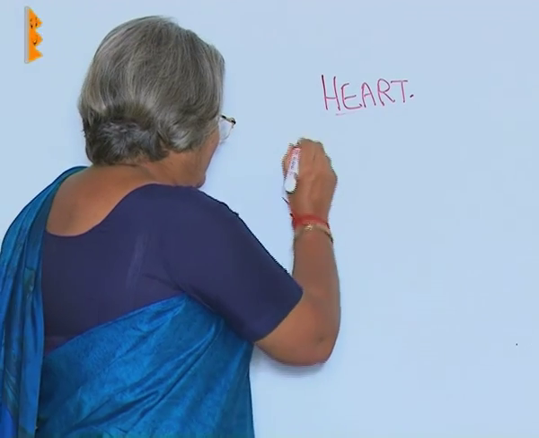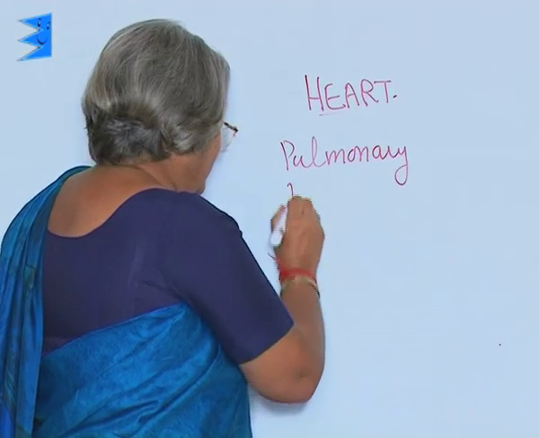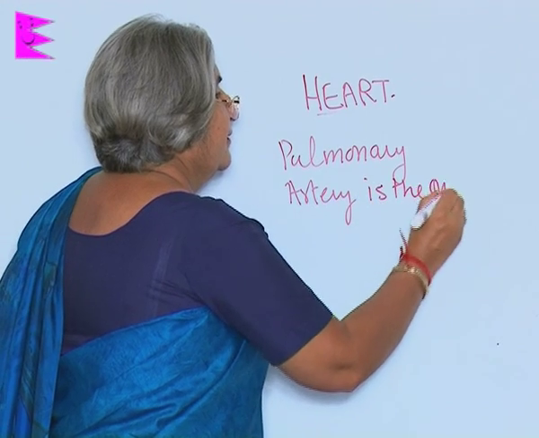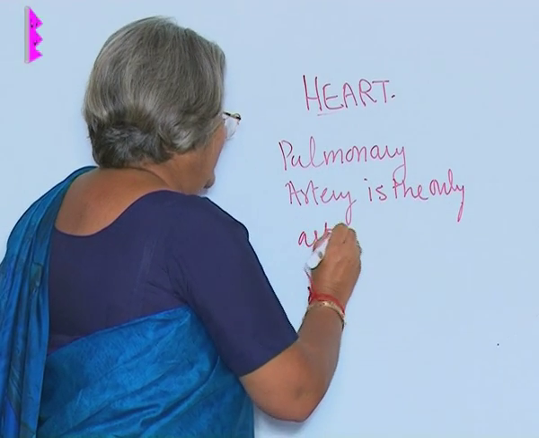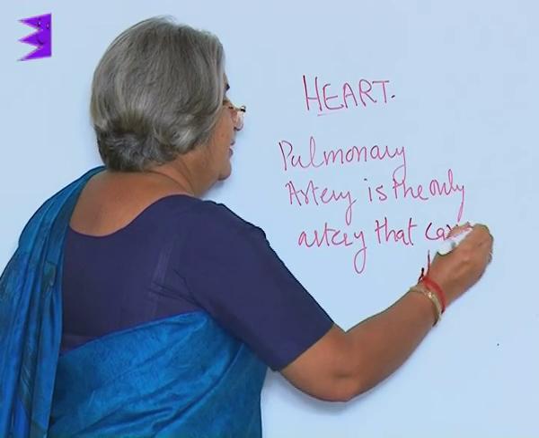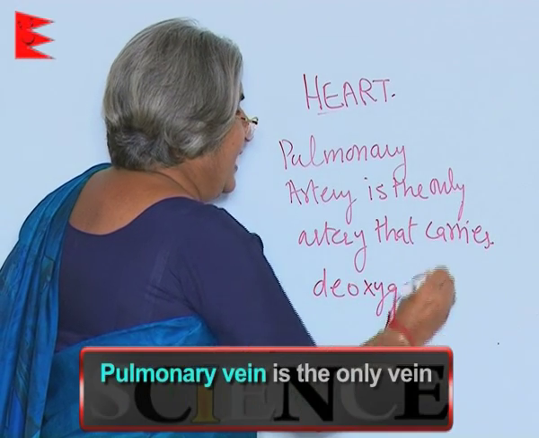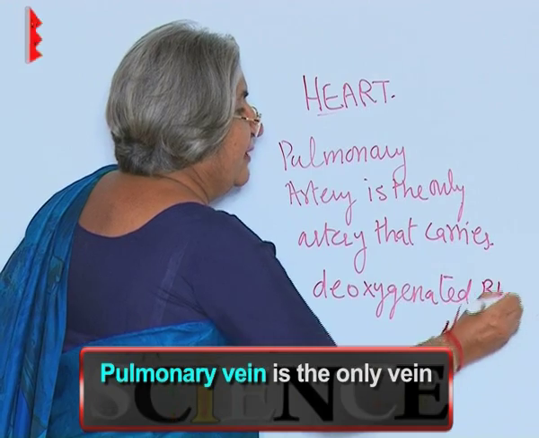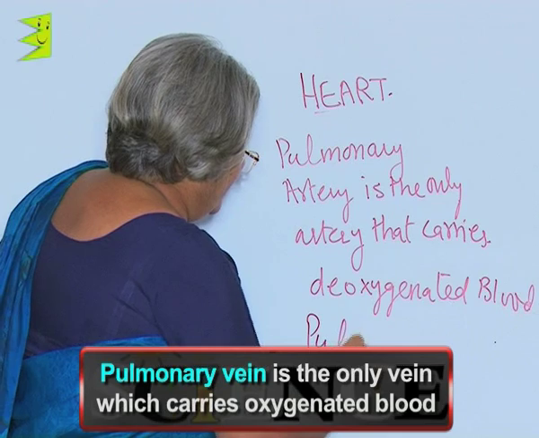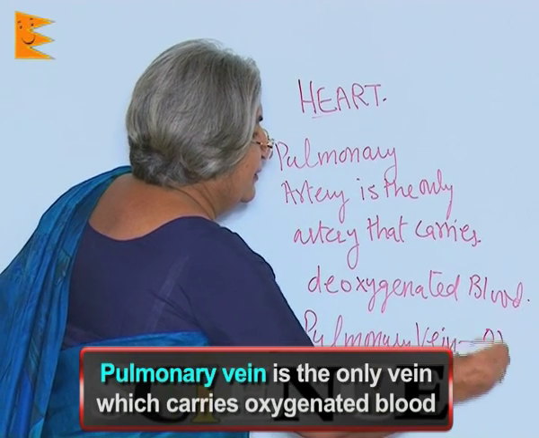So, you can remember that pulmonary artery is the only artery that carries deoxygenated blood. Similarly, pulmonary vein is the only vein which carries oxygenated blood. Pulmonary vein carries oxygenated blood.